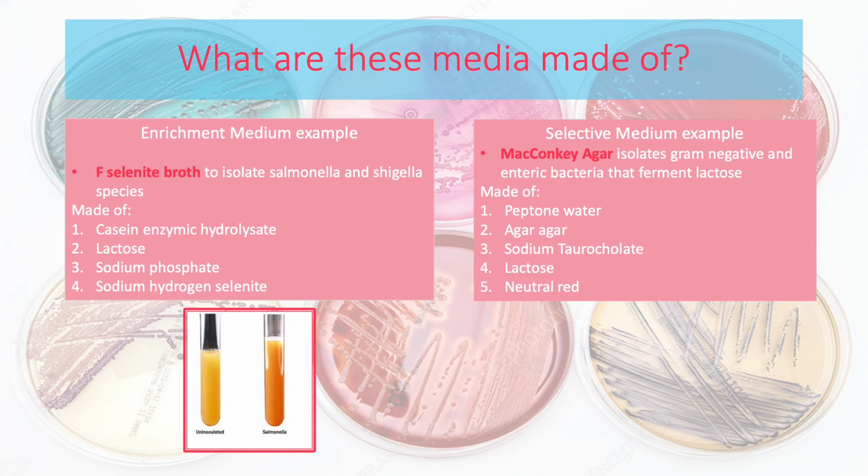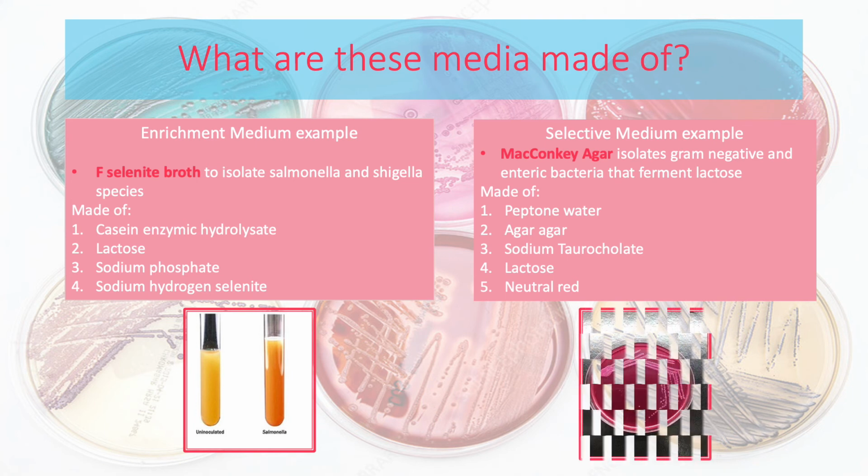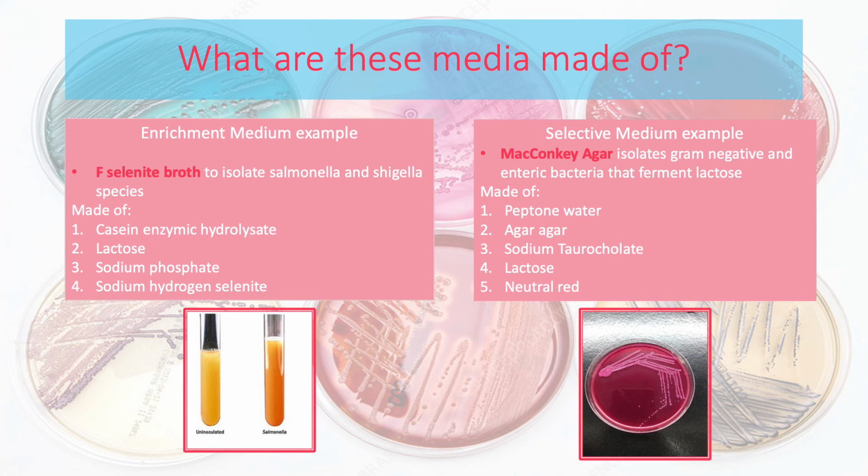An example of selective medium is MacConkey agar, which isolates gram-negative and enteric bacteria that particularly ferment lactose. It is made of peptone water, which is a soluble protein source, agar-agar, which is a gelling agent, sodium taurocholate, which inhibits non-intestinal bacteria, lactose, which is a carbohydrate source, and neutral red, which gives it a distinctive red color.